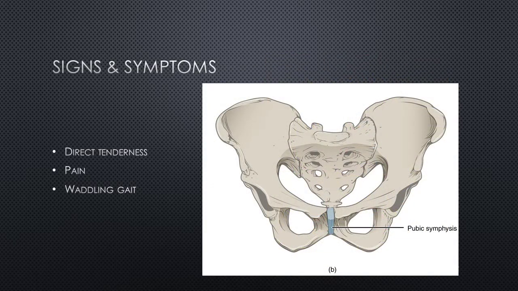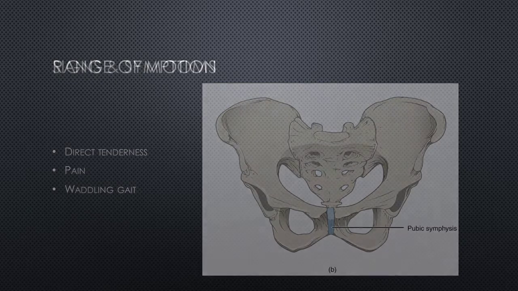Really, there is little to see with this condition. You will find direct tenderness over the symphysis pubis. The pain may radiate into the lower abdomen and adductor mass. The person may have a waddling gait, and they may complain of difficulty with running, sit-ups, and squats.